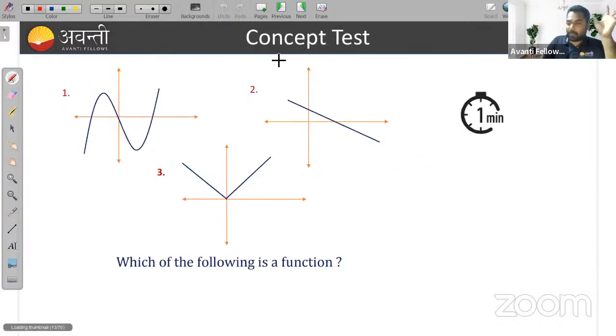Let's have a concept test. So let me know the answer. Which of the following graphs is or are functions? Okay, guys, let's respond in the chat box. Which of the following is or are functions?